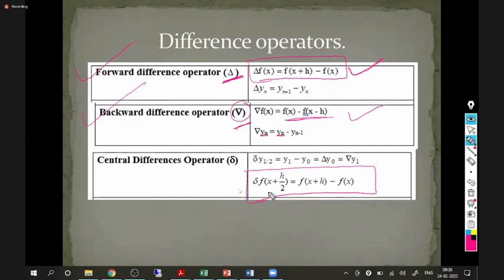Small delta of f of x plus h. Only the function is defined at some different point. Okay, this function is defined at x plus h by 2. That is a central point. Suppose that we have x0 and x1. So it is defined at the point x0 plus h by 2. So that function is defined at the center point. So that is the central delta operator. We'll come to these things with calculation. We'll come to that later on.